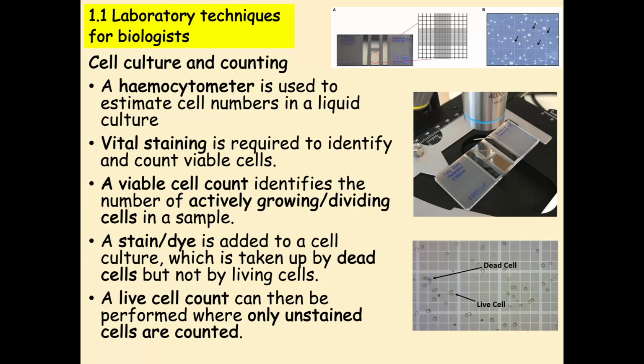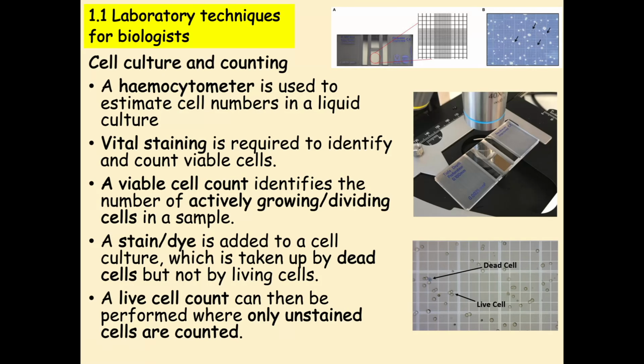Now, when we're estimating the cell numbers in a liquid culture, we have to be sure that we are only counting the live cells. Okay, we call that a live cell count, and the way we do that is through something called vital staining. So, vital staining is required to identify and count viable cells. Okay, that's the ones that are actively growing or dividing within a sample. And what we do is we add a stain or a dye to the cell culture, and then that will be taken up by the dead cells. Okay, it will move into the dead cells, but not by the living cells.